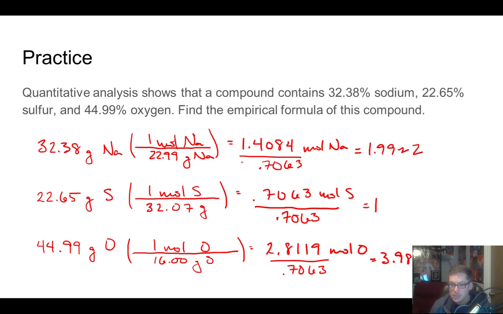So what this is saying is we've got 2 sodiums, Na2, 1 sulfur, and 4 oxygens. All right, and you should recognize this. This guy is sodium sulfate. Pretty slick. All right, so there's your empirical formula for sodium sulfate.